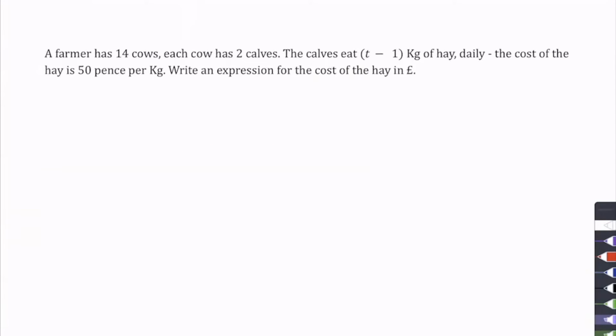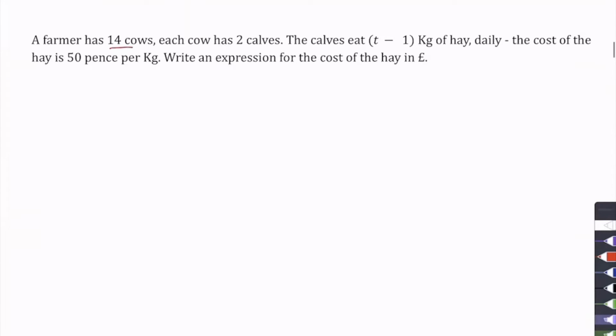This one's a little bit trickier. So let's read this first. A farmer has 14 cows. Each cow has 2 calves. The calves eat T-1 kilograms of hay daily. The cost of the hay is 50 pence per kilogram. Write an expression for the cost of hay in pounds. So I'm just going to underline some of the key information first. So we have 14 cows. Each cow has 2 calves, and it's the calves that are eating T-1 kilograms of hay.